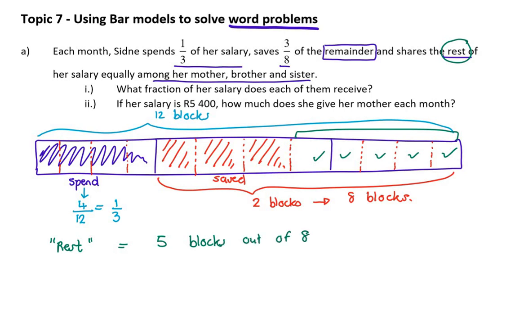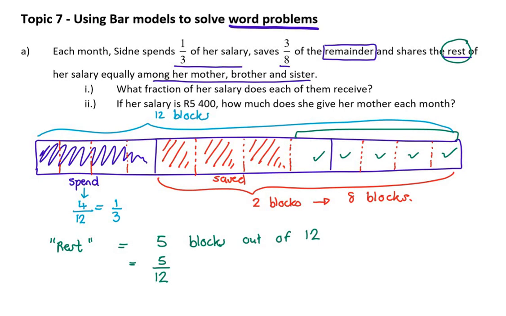So let's read what we have to do with this 5 blocks out of 8. So, now you see, I'm lying to you already. 5 blocks out of 8, no. Remember, the whole is 12. 5 blocks out of 12 blocks, my apologies. So yes, 5 blocks out of 8 of the remainder, but if I'm looking at the whole of her salary, it's 5 blocks out of 12 of her salary, her whole salary.